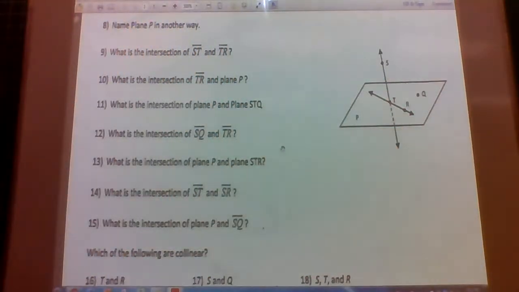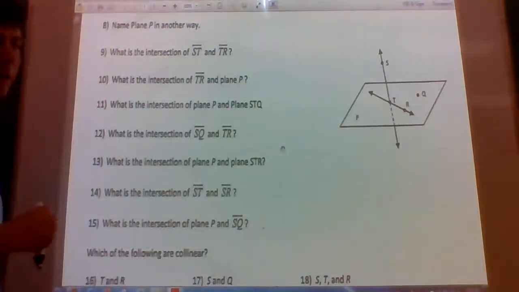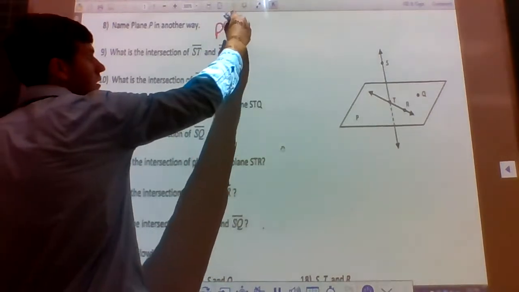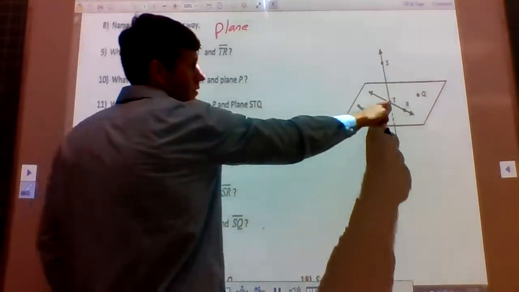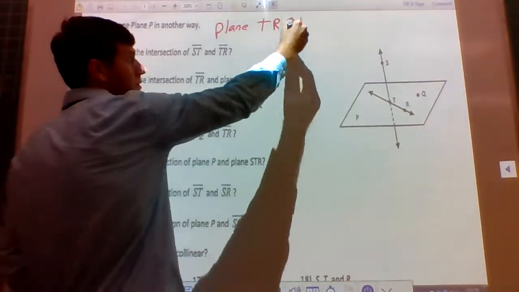Number 8 here is asking to name plane P in another way. We can name planes in two ways. We can use the symbol in the corner, or we can pick three non-collinear points on the plane. So we can name this plane TRQ. There's a set of three non-collinear points.